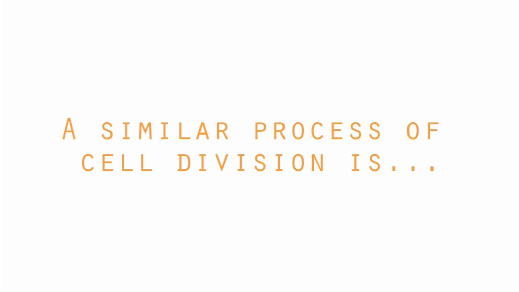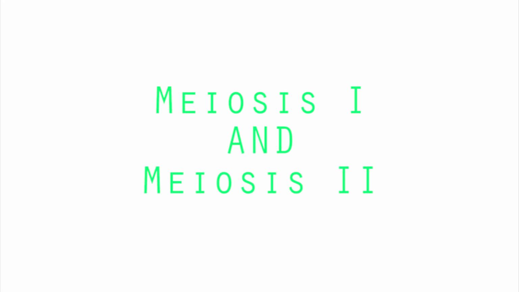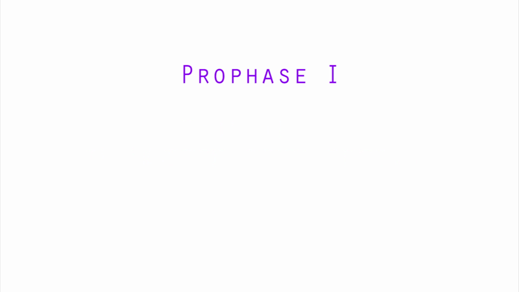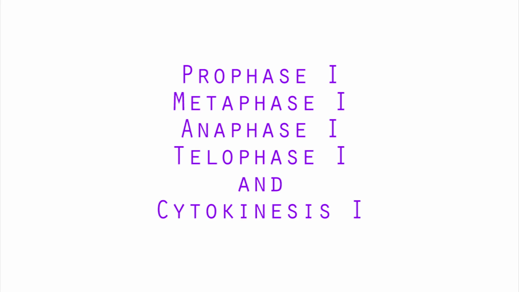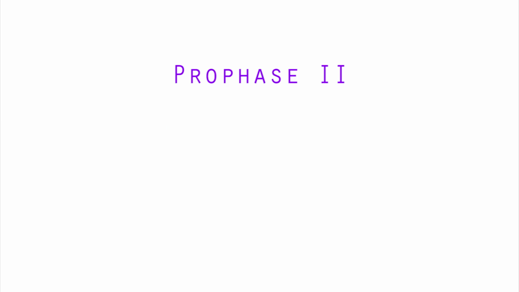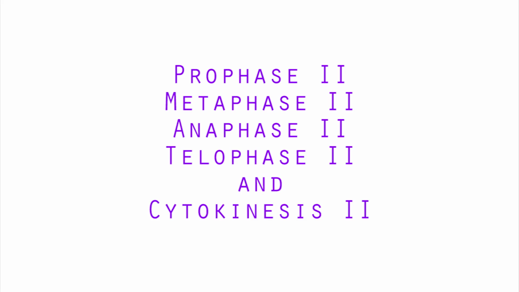A similar process of cell division is meiosis. Unlike mitosis, meiosis consists of meiosis 1 and meiosis 2. Meiosis 1 is broken down into prophase 1, metaphase 1, anaphase 1, telophase 1, and cytokinesis 1, whereas meiosis 2 is broken down into prophase 2, metaphase 2, anaphase 2, telophase 2, and cytokinesis 2.